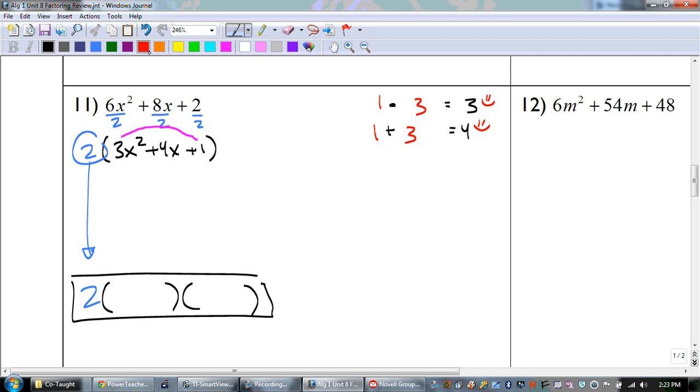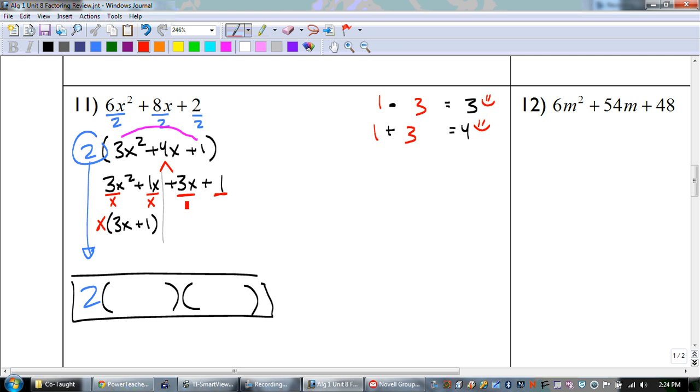Okay? So now we have to split that middle term. We get 3x squared plus 1x plus 3x plus 1. Okay, so what's the GCF of 3x squared and 1x? Yeah, they both have x's. Okay, so my GCF comes out front, and I'm left with 3x plus 1. But what's the GCF at the back? They don't have variables. One does, the other doesn't.